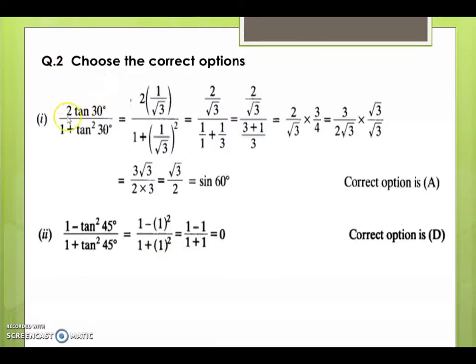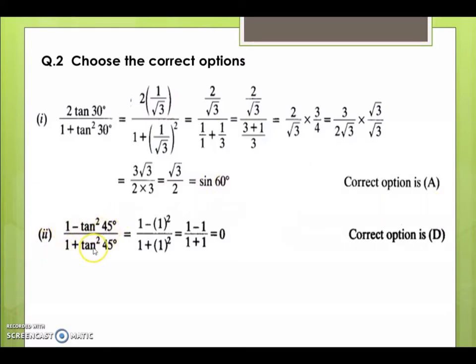So second one, choose the correct option. First part is 2 tan 30 divided by 1 plus tan square 30. You have to evaluate this and then out of the given options you have to select which one it is. So 2 into 1 by root 3 divided by 1 plus 1 by root 3 the whole square. Tan 30's value I had substituted as 1 by root 3. Then when you simplify and of course after rationalizing you will get the answer as root 3 by 2. Now root 3 by 2 is the value for sin 60. So the correct option is A.